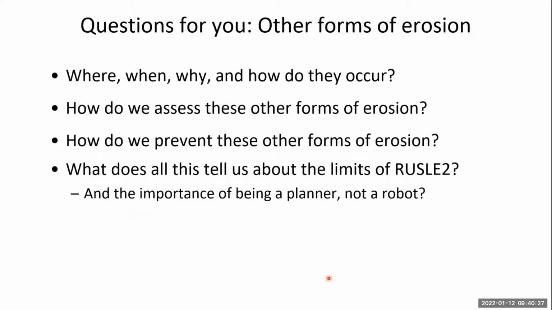Some other questions for you on the other forms of erosion: for the other 3, when, where, why, and how do they occur? How do we assess them? How do we prevent them? And then, what does this tell us about the limits of RUSLE2 and the importance of being a planner, not a robot? I already alluded to this. You can be a wizard in RUSLE2, but you are not a conservationist yet, and you are not adequately addressing erosion, because there's far more to erosion than what RUSLE2 can do.